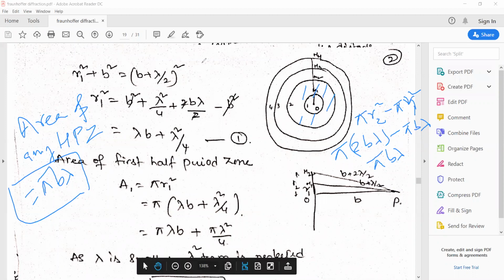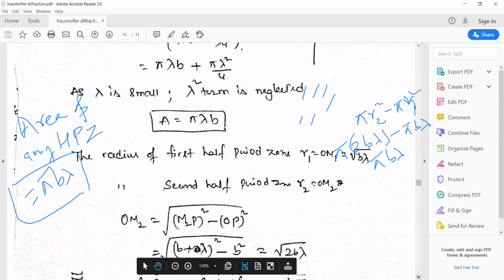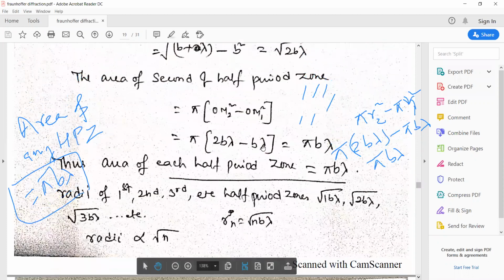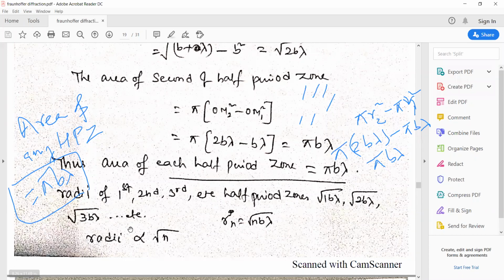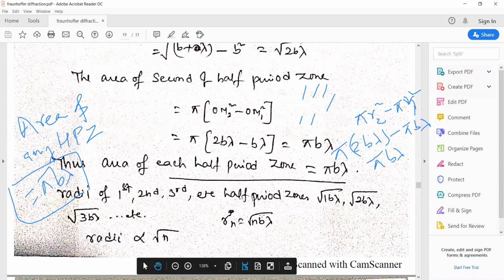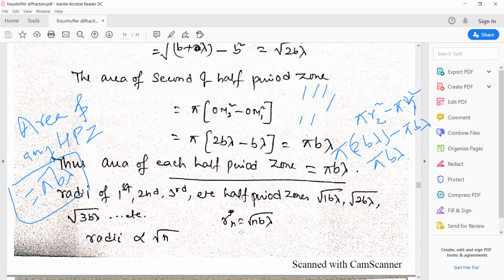So what happens to the radius? The radius you will get is root n b lambda. So the radius of the first zone is root b lambda, the second zone root 2b lambda, the third zone root 3b lambda. Similarly, the radius of the nth zone will be root n b lambda. So radius is directly proportional to the square root of the natural number. If I want the radius of the 10th half period zone, it will be square root of 10 b lambda. For the 20th half period zone radius, square root of 20 b lambda.